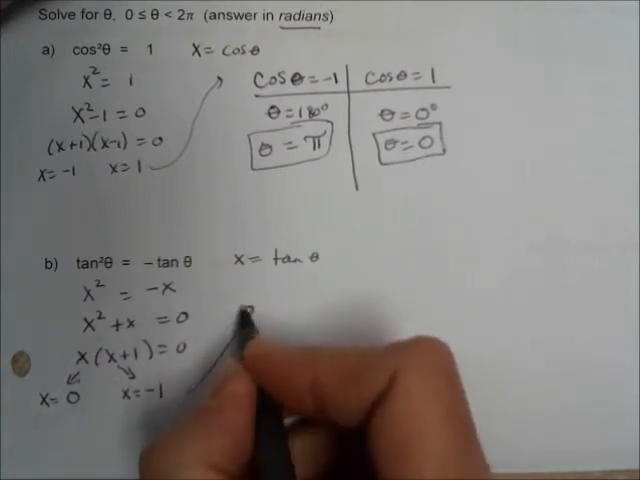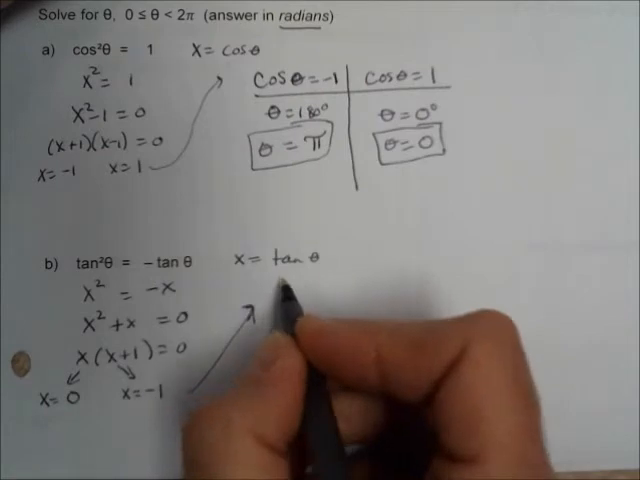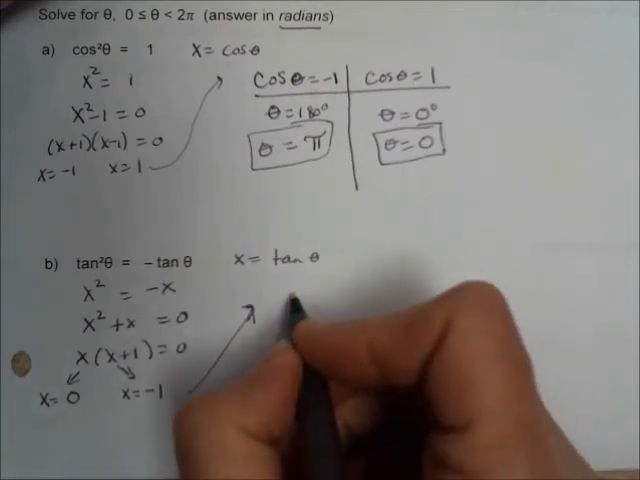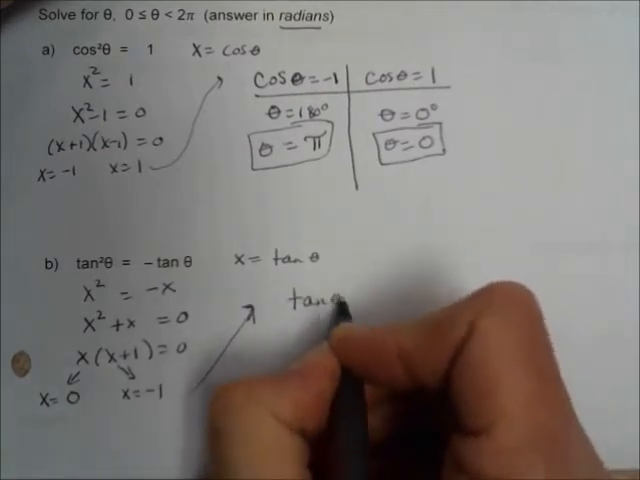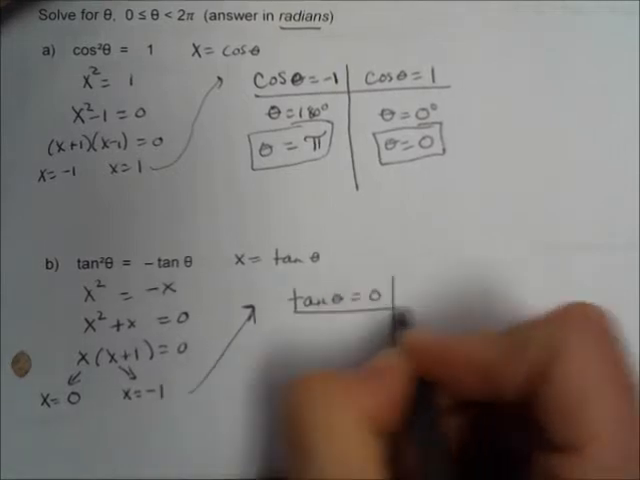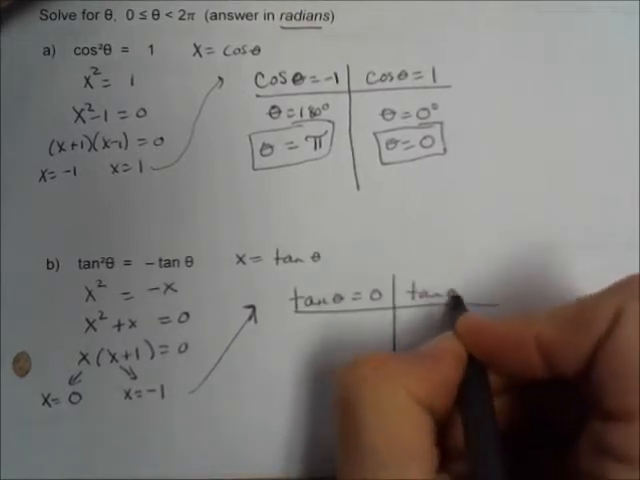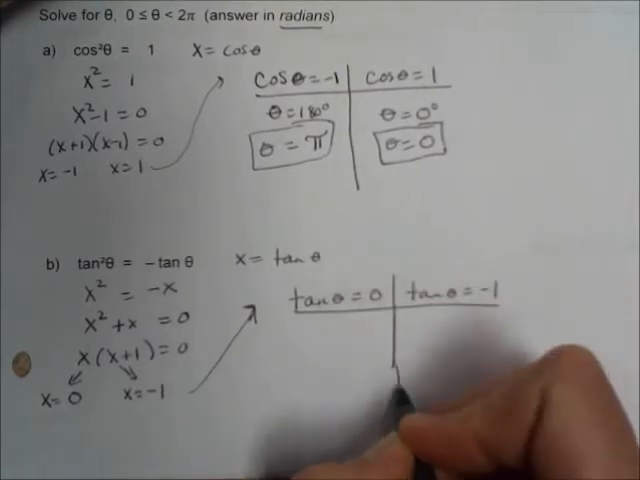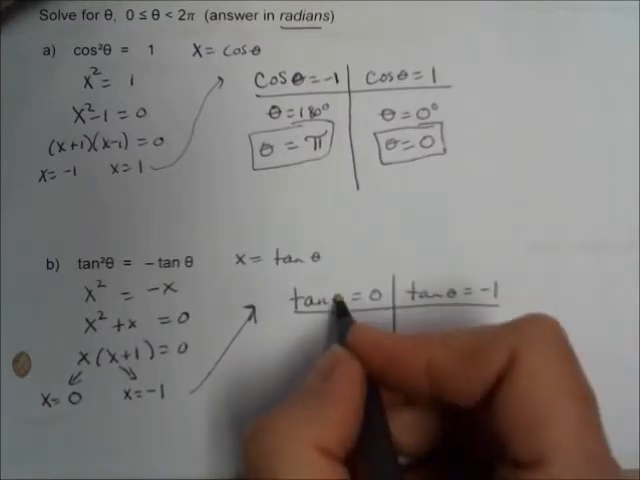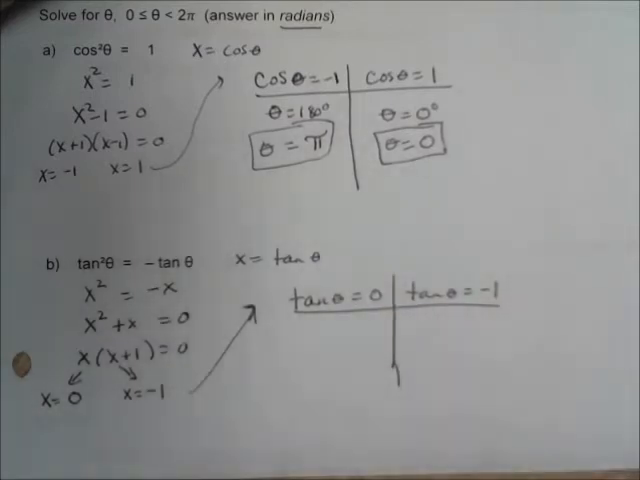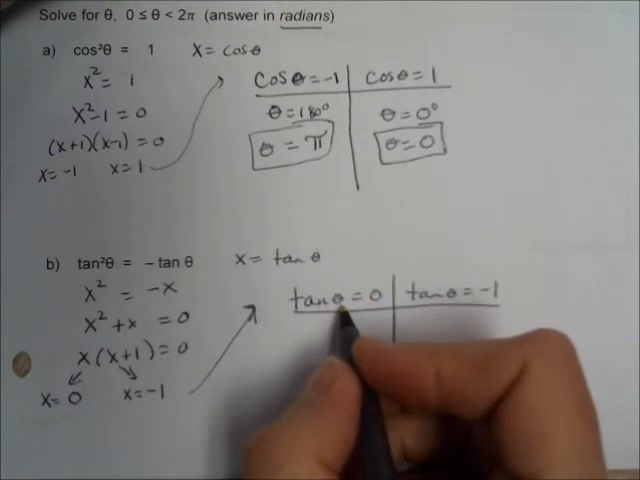So what we're going to do is, this is not x, this is actually tangent of theta. So we're going to set up our t-table that says tangent of theta is equal to 0, and also tangent of theta is equal to negative 1. Well, where's the tangent of theta equal to 0? Tangent of theta is equal to 0 wherever the sine is equal to 0.